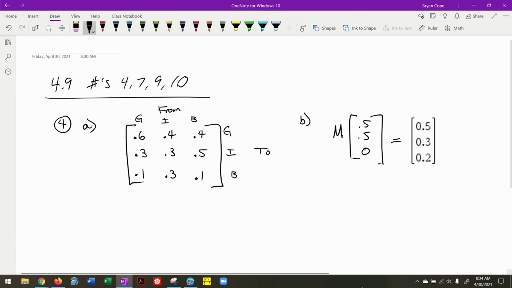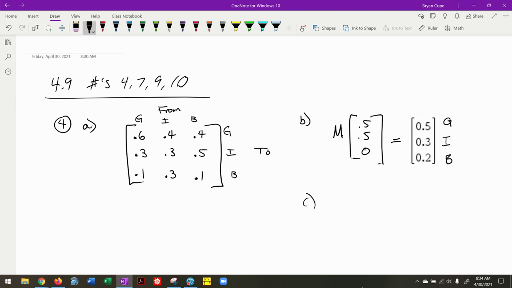Okay, so what does this tell us? That there's a 50% chance of the weather being good the next day, a 30% chance of it being indifferent, and a 20% chance of it being bad. C, suppose the predicted weather for Monday is 40% indifferent and 60% bad. What are the chances for good weather on Wednesday?